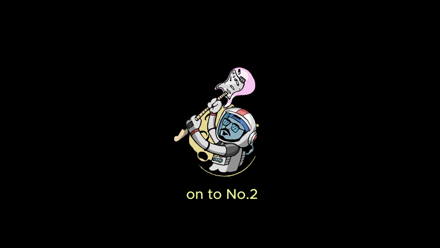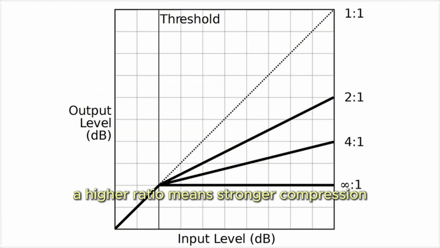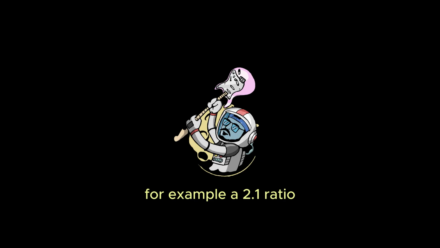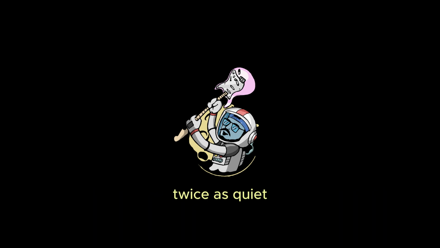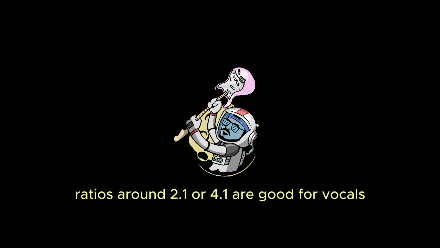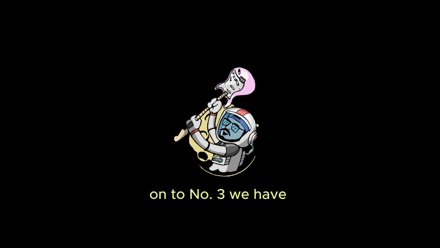On to number 2, ratio. The ratio controls how much compression is applied. A higher ratio means stronger compression. For example, a 2-to-1 ratio would make sounds that go above the threshold twice as quiet. Ratios around 2:1 or 4:1 are good for vocals, while higher ratios like 10:1 are more extreme and often used for limiting.